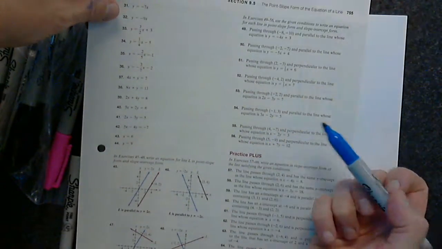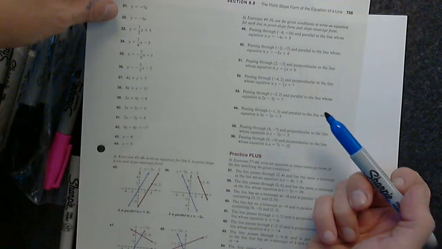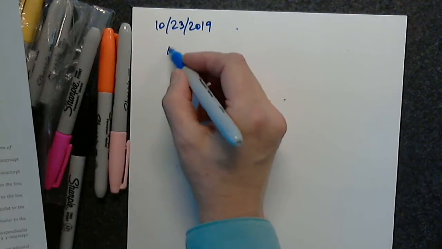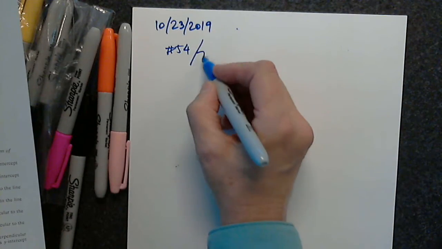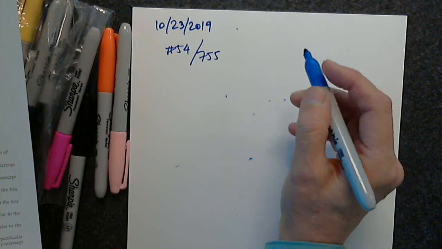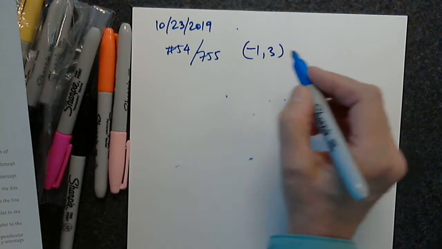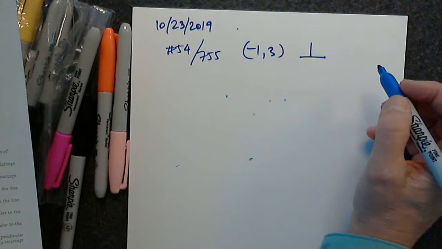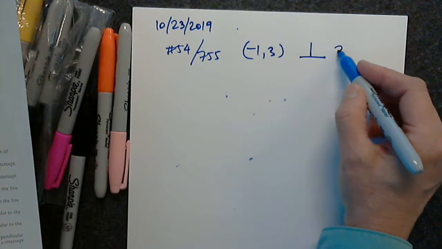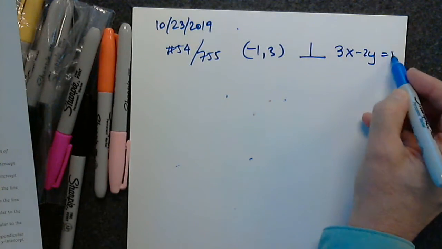Perfect. So let's look at 54 on page 755. And it says, find a line that is passing through -1, 3 and is perpendicular to the line whose equation is 3x minus 2y equals 5.